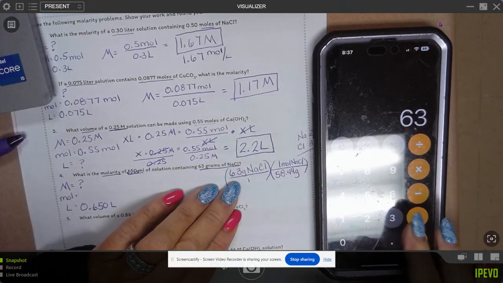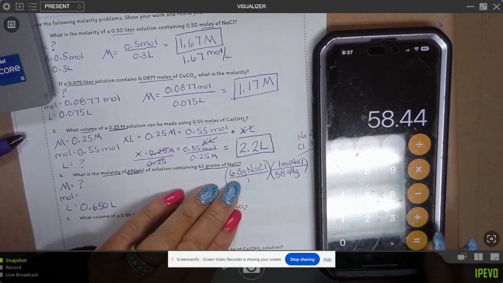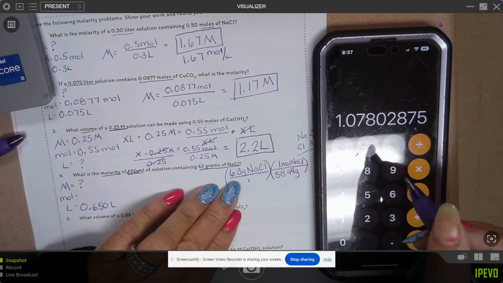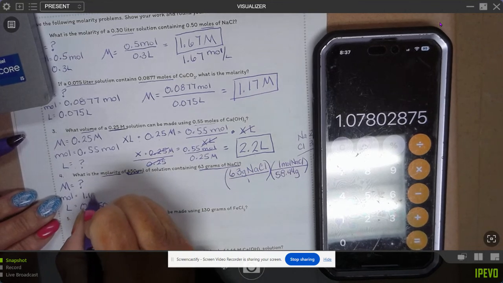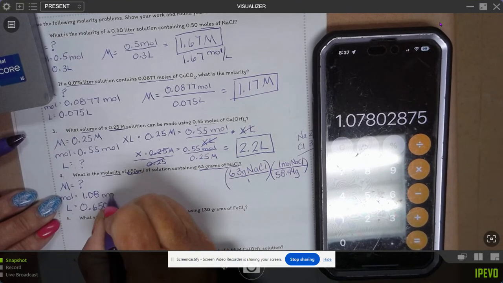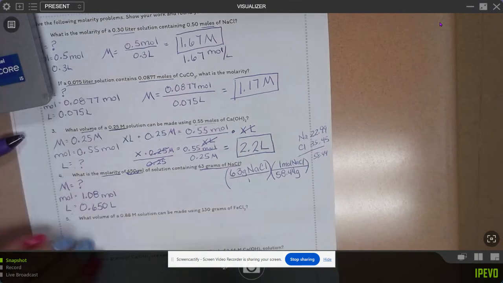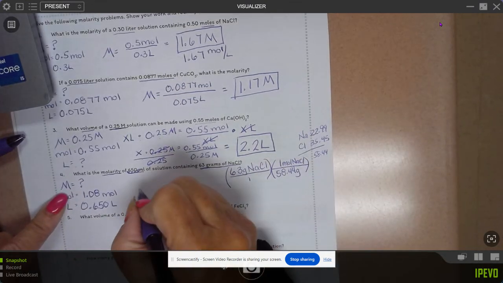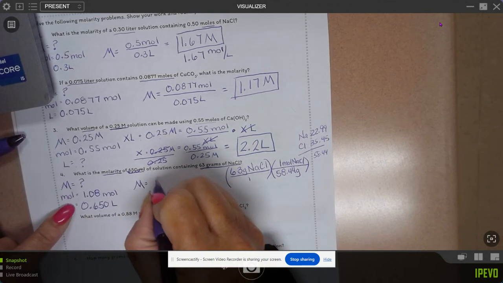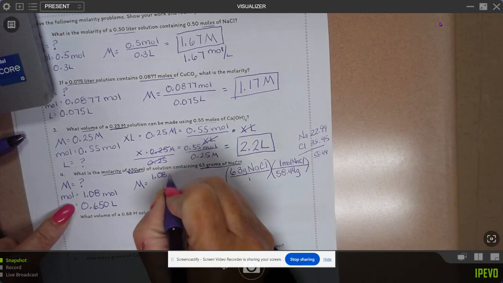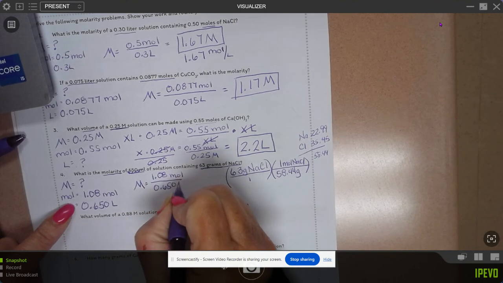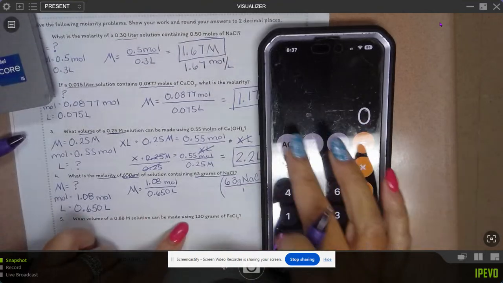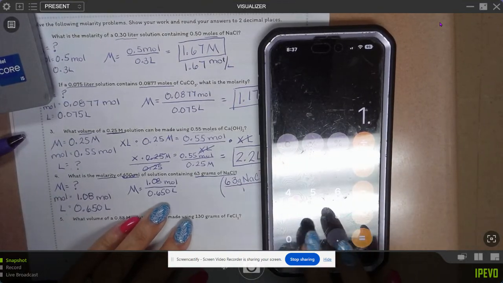All right, so if I want to do this math, I'm going to do 63 divided by 58.44. And I'm going to go with 1.08. Now that's the number of moles, 1.08 moles. So now I have what I need to plug into my equation, all right? So molarity is going to be equal to 1.08 moles over 0.650 liters. I'm just going to, whoops, I guess I'm not. I was going to carry that number and I hit clear.